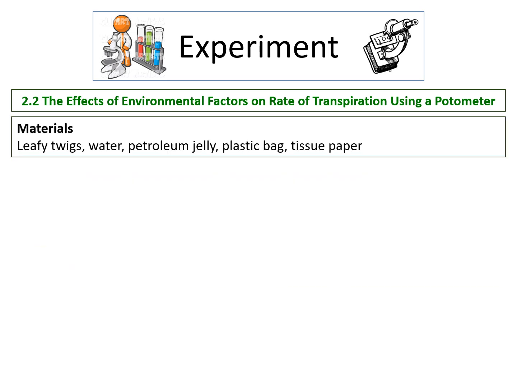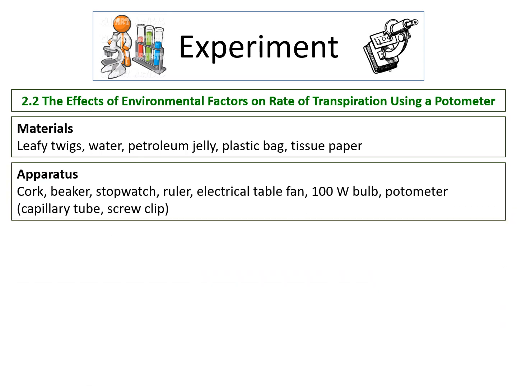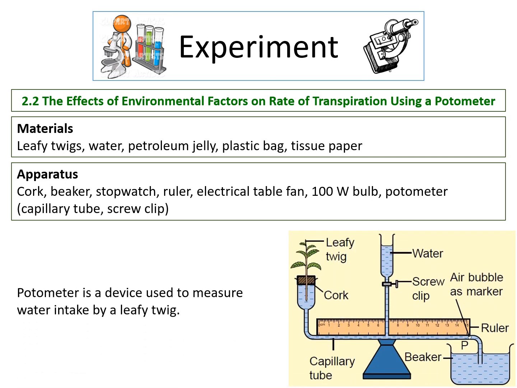Materials that we can use in this experiment: leafy twigs, water, petroleum jelly, plastic bag, and tissue paper. Apparatus: cork, beaker, stopwatch, ruler, electrical table fan, 100-watt bulbs, and photometer. This is the photometer, and this is how we set up the apparatus and the materials. A photometer is a device used to measure water intake by a leafy twig.